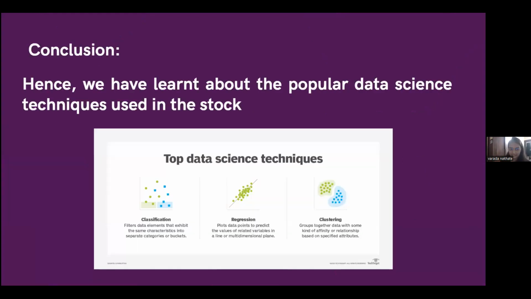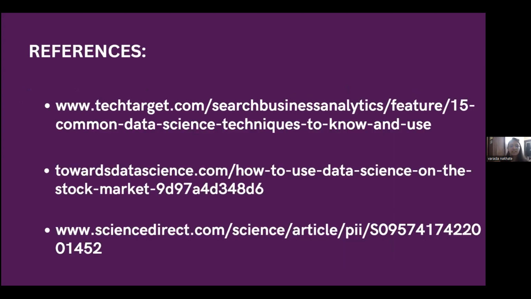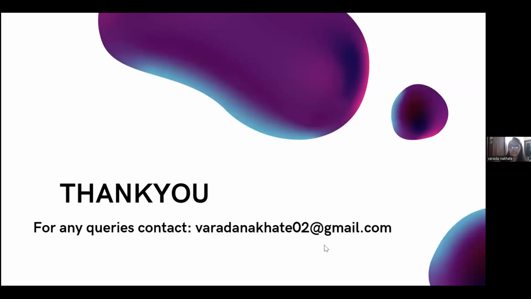So these were the techniques that we've learned. In conclusion, we basically learned the popular data science techniques used in the stock market. The main top data science techniques include classification, regression, and clustering, which are required in the stock market as well, as the stock market is a very huge sea. So we have to use various data science techniques to learn from the historical data and predict the future data to gain the maximum profit, as it also involves buying and selling of a lot of things. These are some of the references that I went through to make the PPT. Thank you.